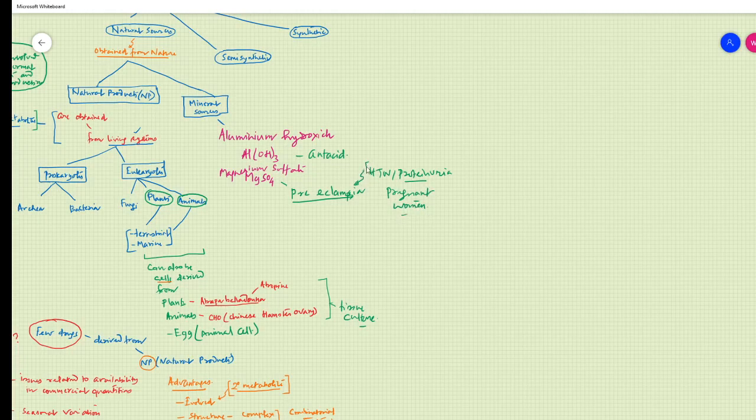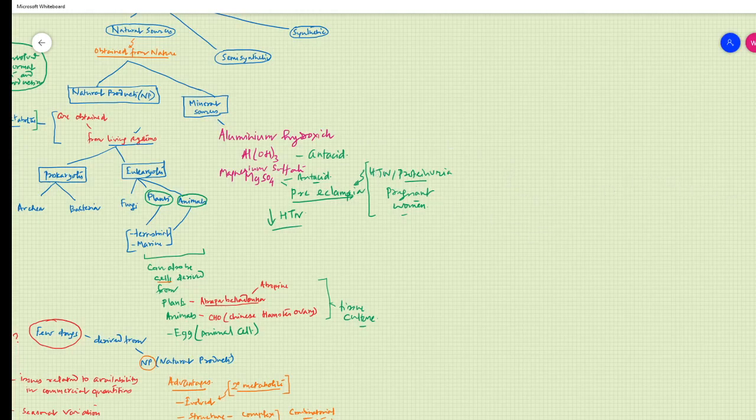So it is an antacid as well as, it is also used in preeclampsia to reduce hypertension. Okay, so that's another use of magnesium sulfate, and that is a mineral source.